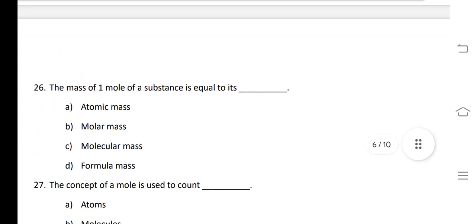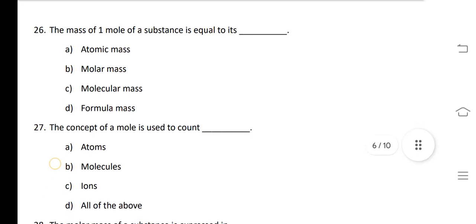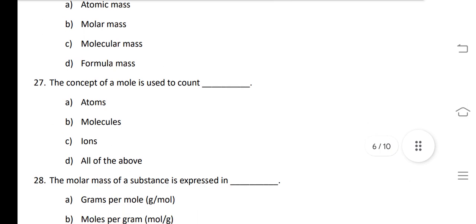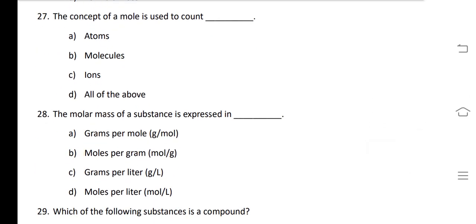Our next question is, the mass of 1 mole of a substance is equal to its molecular mass. Our next question is, the concept of mole is used to count atoms, molecules, ions. All 3 can be calculated by using the mole concept. Option number D is correct.